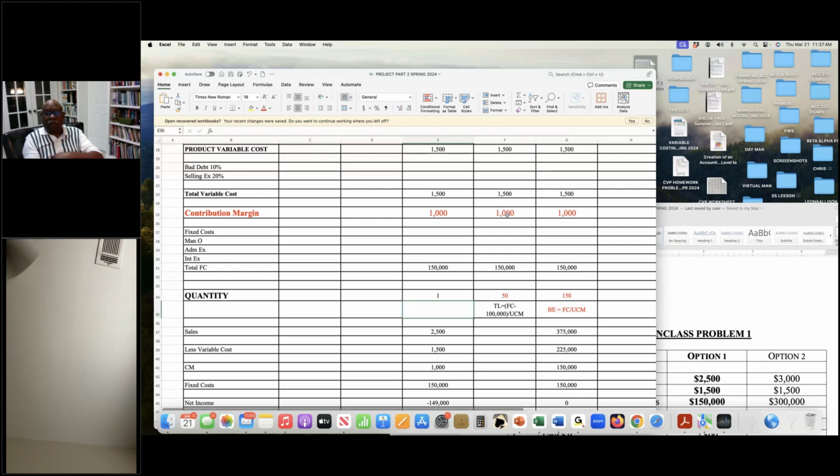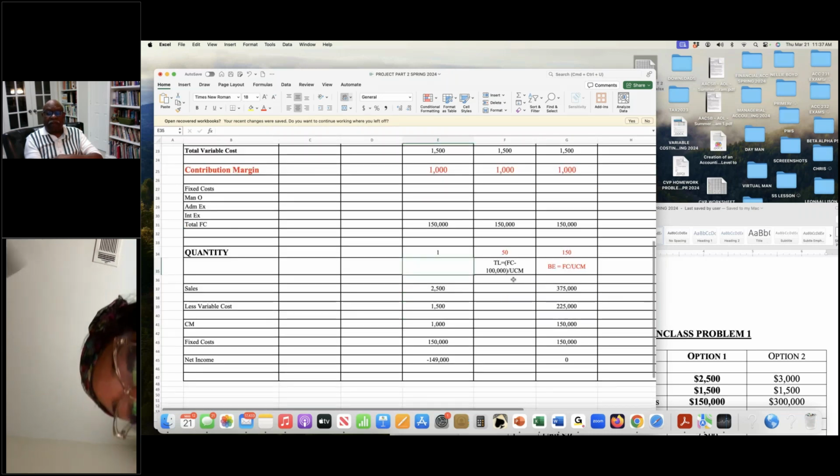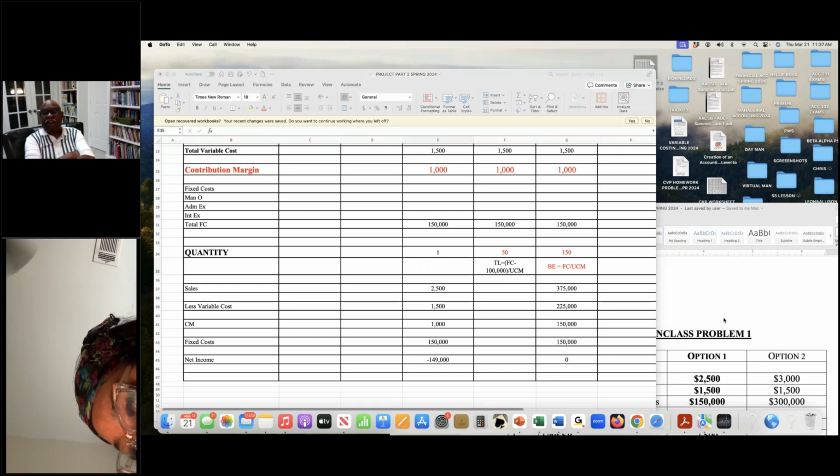All right, prove the 50 works. Now go through this equation and prove that the 50 works. I want you all to do the work. So you're always doing that on your project. You don't want any errors as you go into the project and prepare your budget. So go through and prove that the 50 works.